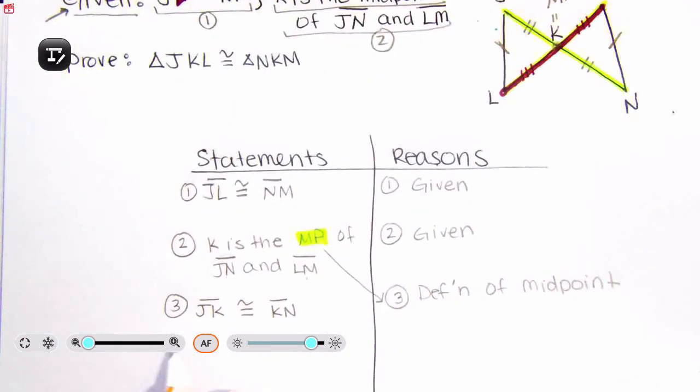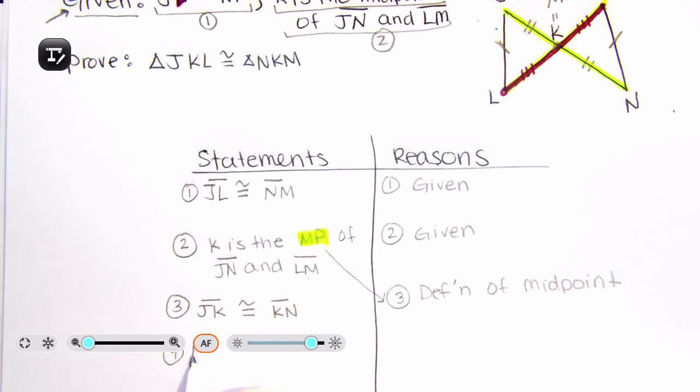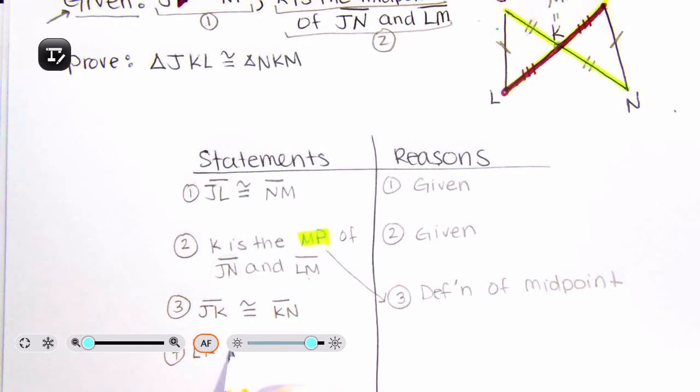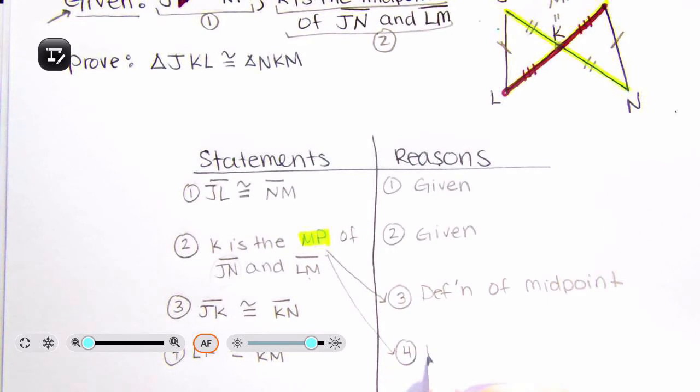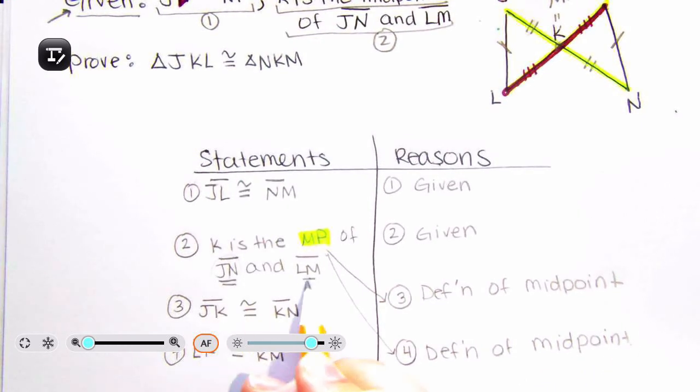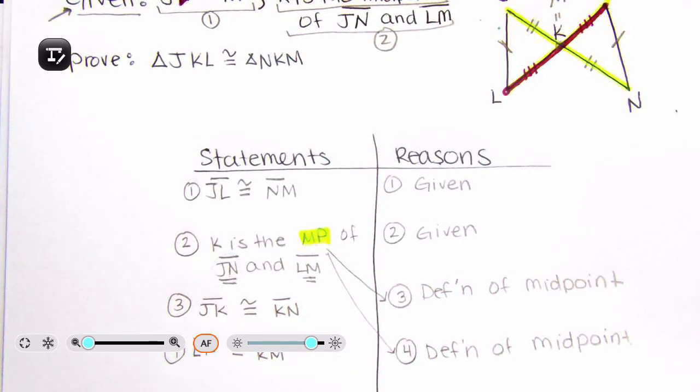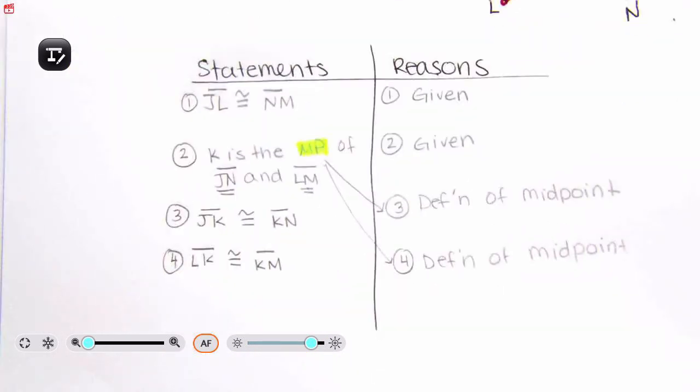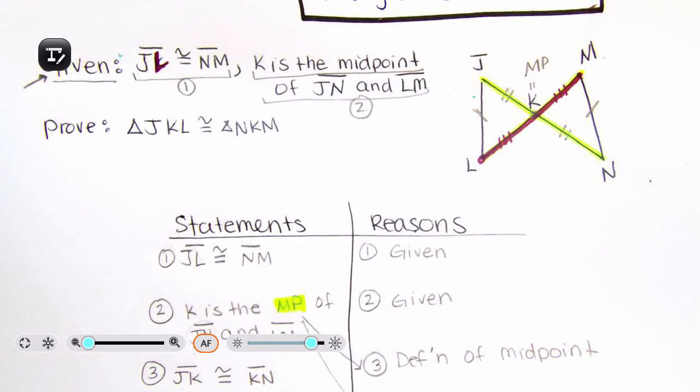So going back to my proof, segment LK is congruent to segment KM. How do I know? Again, we got that information from the definition of midpoint. Now I am using the definition of midpoint twice because they give us two segments that are being cut in half, JN and LM. Now I'm looking at my image and I'm noticing that I already have 3 pieces of information.